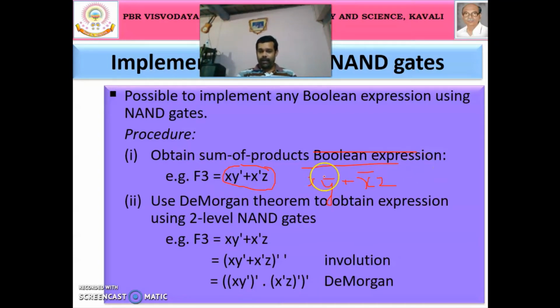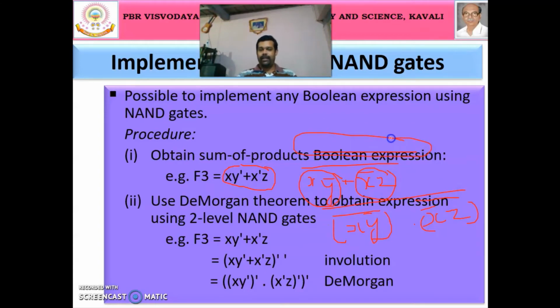After that, we apply De Morgan's law. So this is A and this is B. It is A plus B the whole bar. A plus B the whole bar is equal to A bar into B bar.